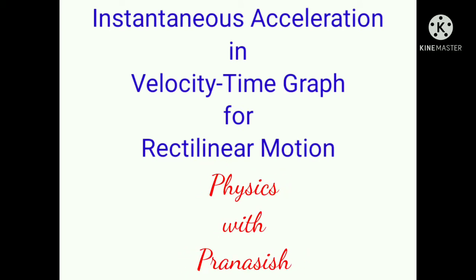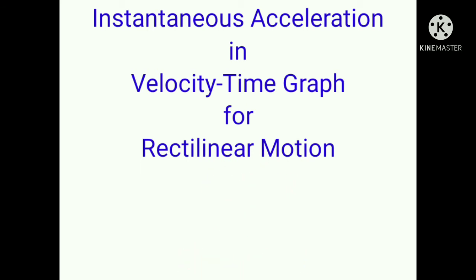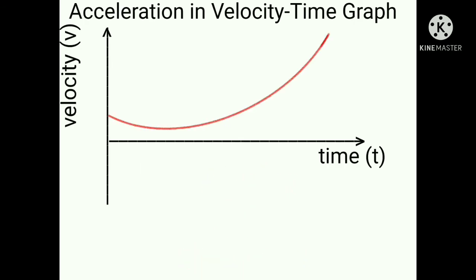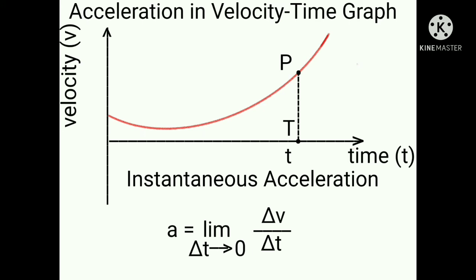Now let's learn how to find the instantaneous acceleration in the velocity time graph. We have this curve in the velocity time graph. Capital T is a point on the time axis and small t is the corresponding time value. P is the point on the curve corresponding to point t on the time axis. The instantaneous acceleration is the instantaneous rate of change of the velocity with respect to time. It is the limit of delta V upon delta t as delta t tends to 0.